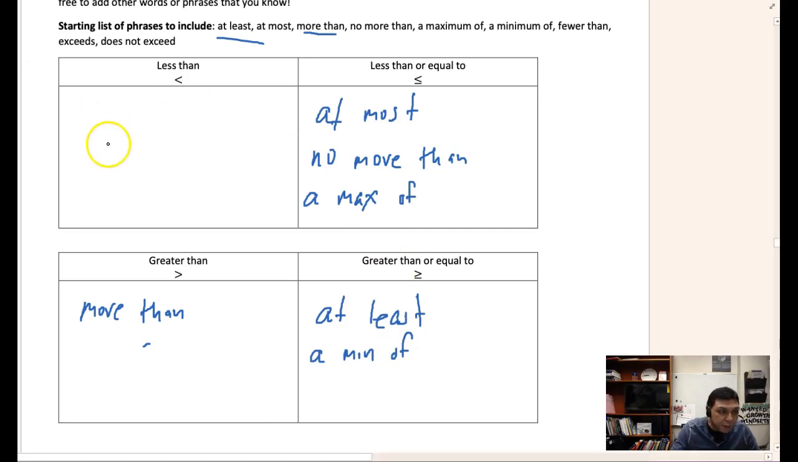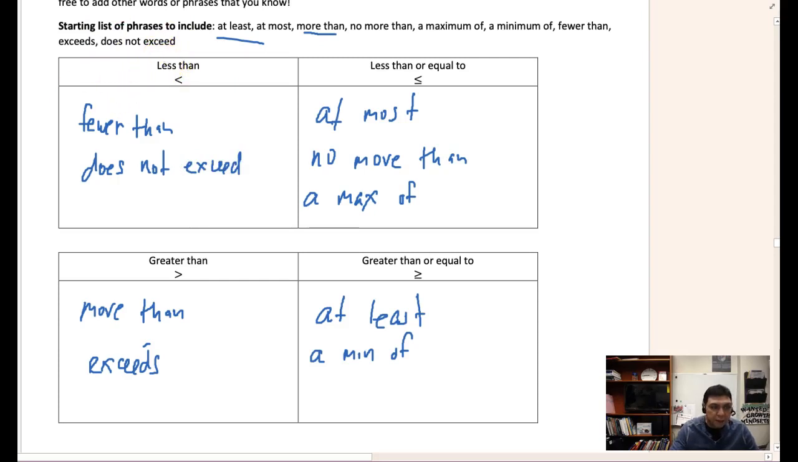Fewer than, that's going to give me right here. Fewer than would be less than. Exceeds, how much is it going to cost? It's going to exceed $10, so that would be right here. Again, it becomes language, just picking these off. Then does not exceed $10, so that means it would be here. Just keep that in mind. This language is represented by the meaning of greater than or less than.